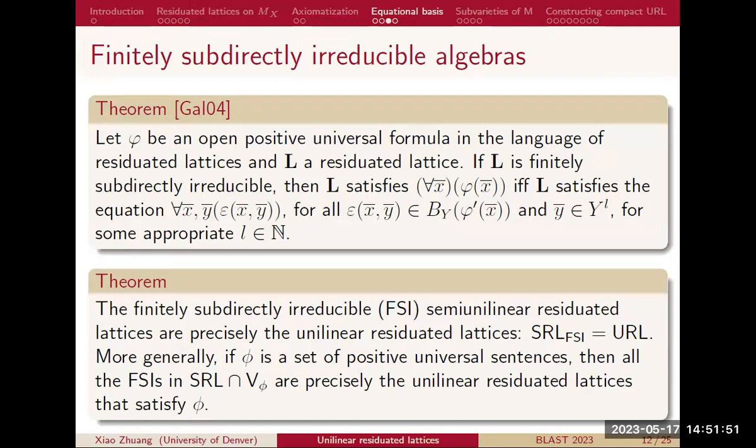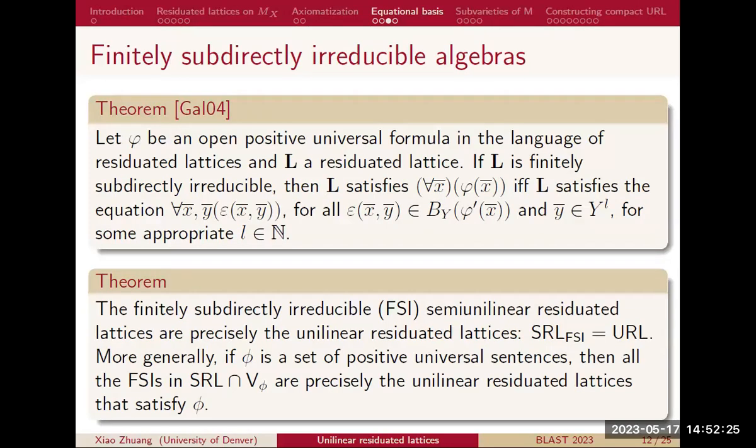We call our main target union linear because it's the union of a bunch of disjoint linears. So there are a lot of similarities between our variety and the variety of semilinear residuated lattices. And this is where the idea comes from. Our focus is on the finitely subdirectly irreducible ones.